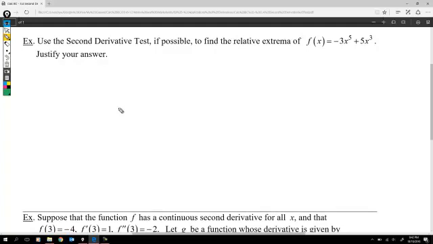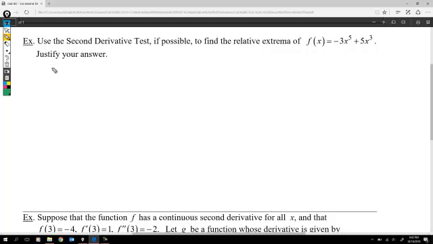Okay, in our first example, we're asked to use the second derivative test to find the relative extrema of this function. It says if possible here because sometimes the second derivative test does fail. Sometimes it tells us nothing, but anytime that I would ask you to use it, it should work. But just keep in mind sometimes it won't work.